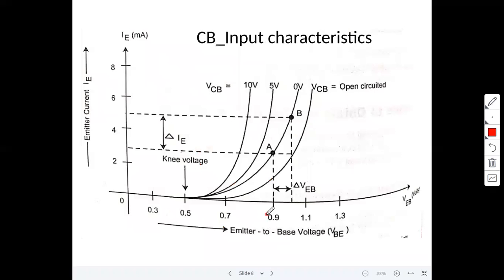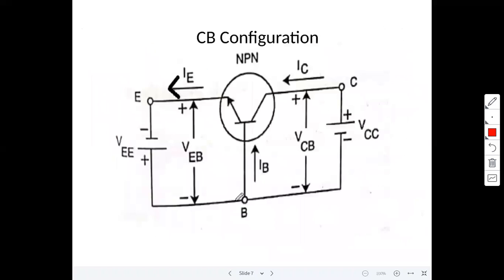Now the input characteristics. To plot the CB input characteristics, we plot input voltage VBE versus input current IE when we maintain the output voltage constant. What is the output voltage? Collector to base is the output voltage, VCB. Remember here, collector to base terminal is the output voltage. Input voltage is emitter to base, because the base is now common.